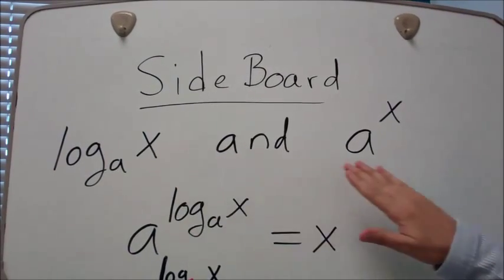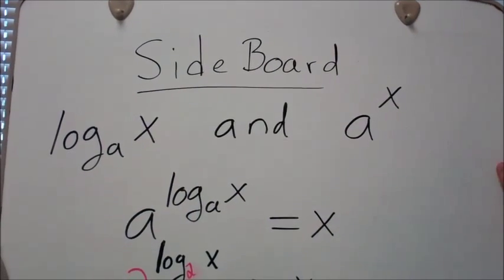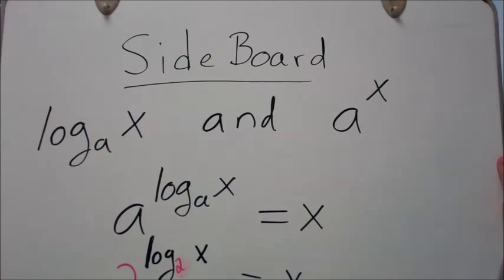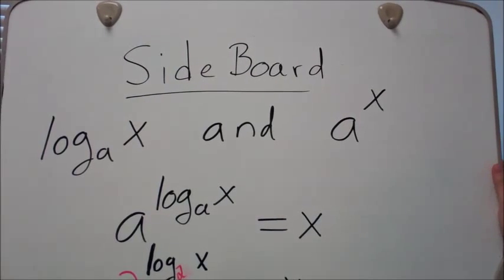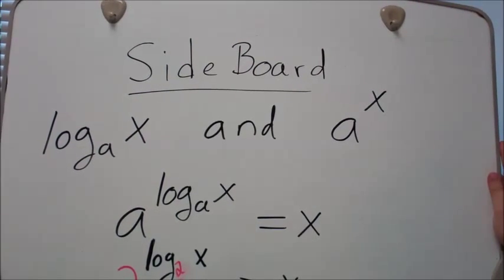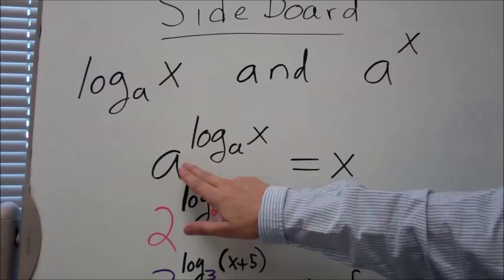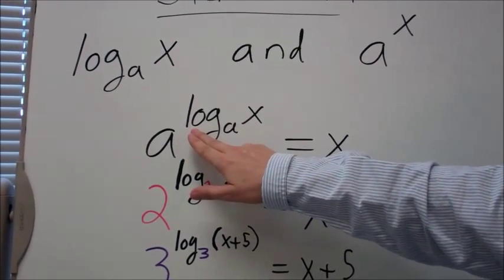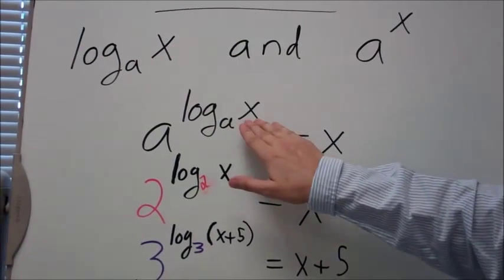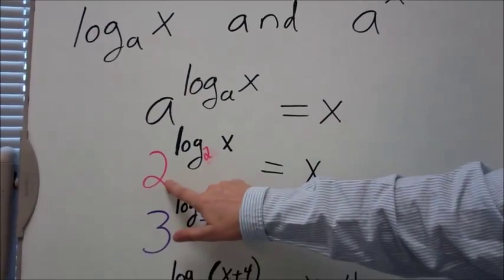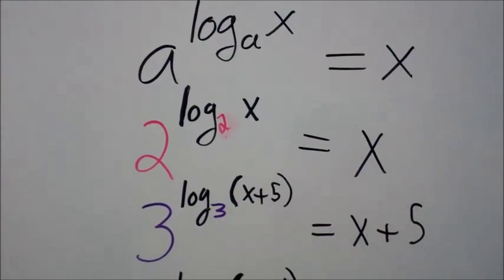Logarithmic functions and exponential functions of the same base, in this case base a, are inverses of each other and can be used to eliminate one another from an equation. Just as we use, say, division to eliminate a multiplication or subtraction to eliminate an addition. If we take the base a of a logarithmic expression with base a, these will eliminate and we get the argument of the original log. So 2 raised to the log base 2 of x, these eliminate, we get x.